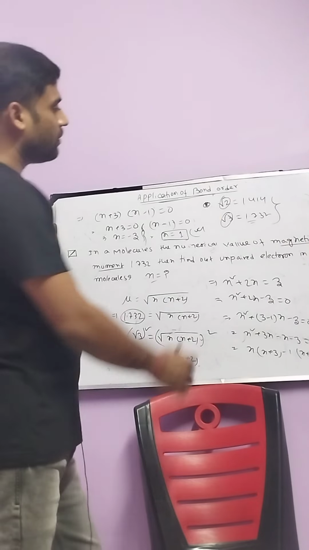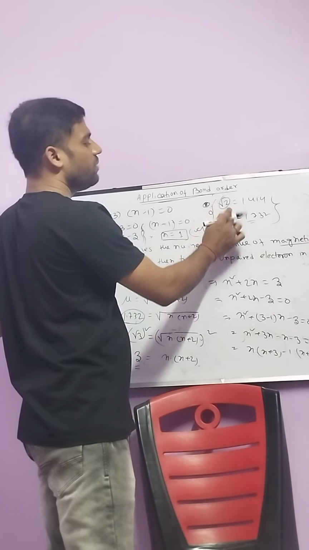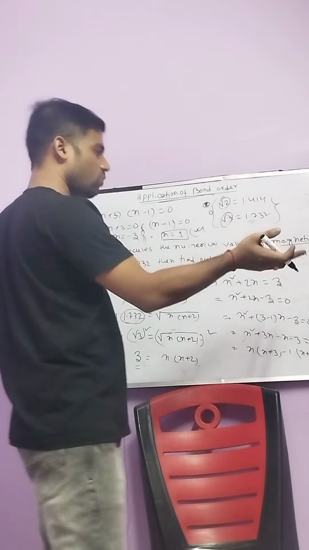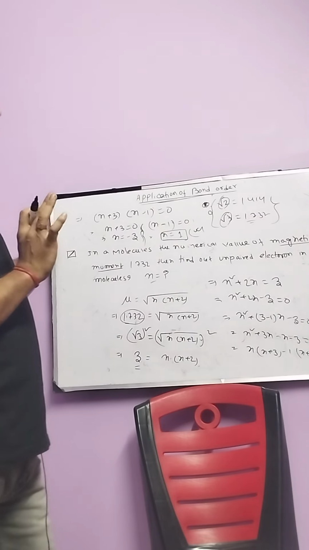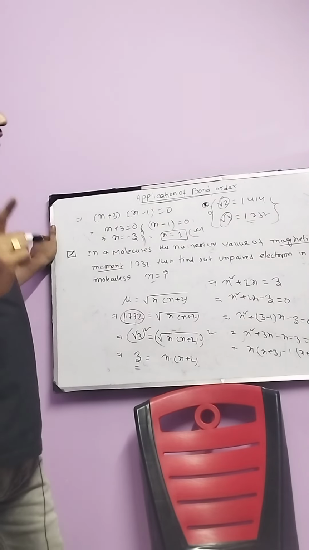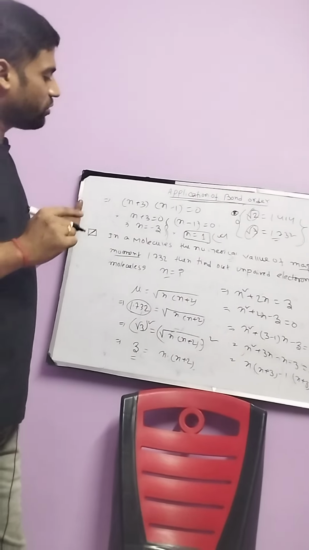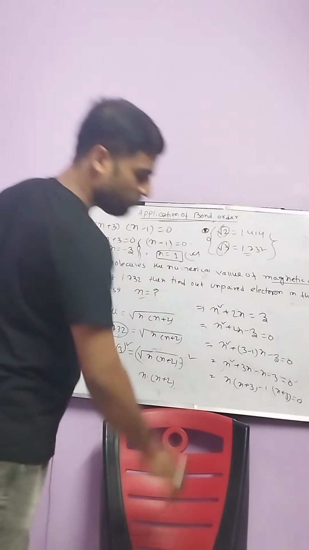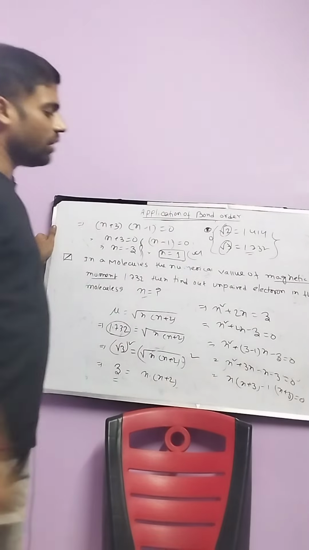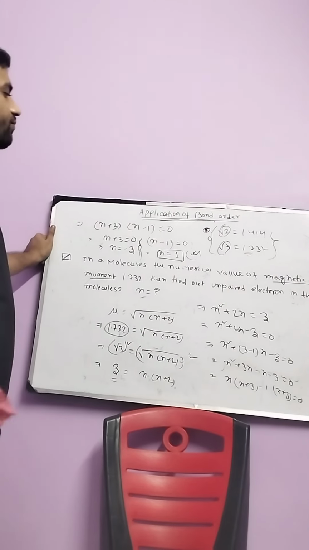So remember root 2, root 3, root 5 and root 7. These four values must be remembered for this kind of question. Then you can easily find the total number of unpaired electrons in a molecule.